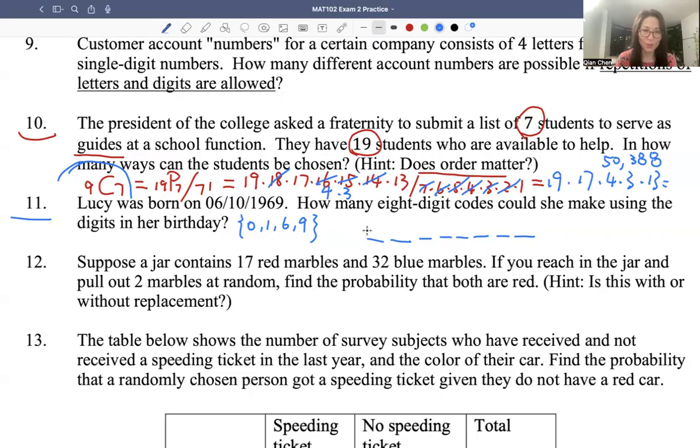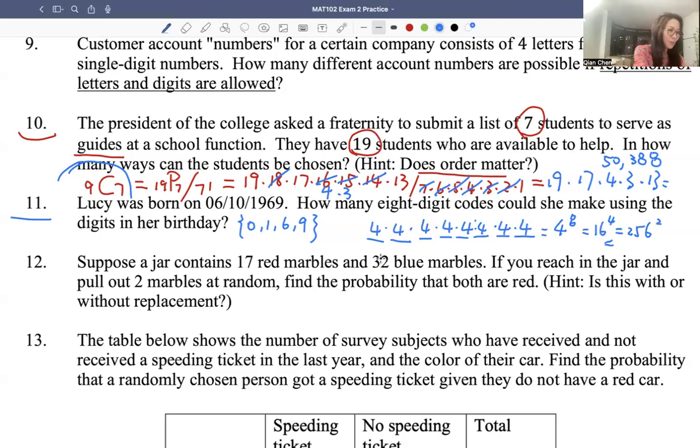So for the first one, how many choices we have? We have 4. Second one, we have 4. So for all these 8 places, we have 4. By counting principle, what do we do with those numbers? We multiply them. So basically, we have 4 raised to 8. Well, 4 raised to 8 is 4 squared raised to 4. Well, 4 squared is 16. The 16 raised to 4. 16 squared is 256.